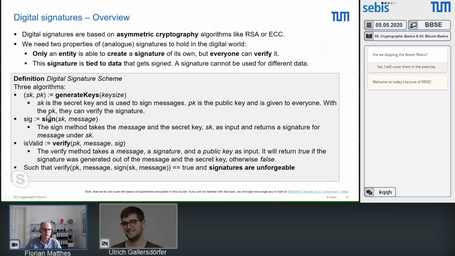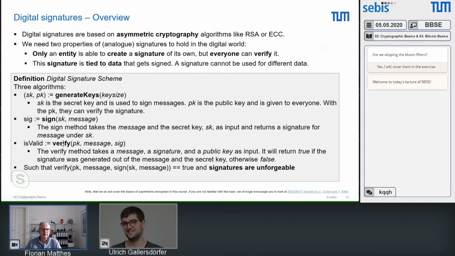Then you have the signature operation, which takes essentially the message or the message digest, a hash value of the message, and takes the secret key and computes the signature. And this is the signature which you then attach or pass on together with the message. So this signature depends on the message. It's not depending only on the secret key, but on the combination of the secret key and the message.